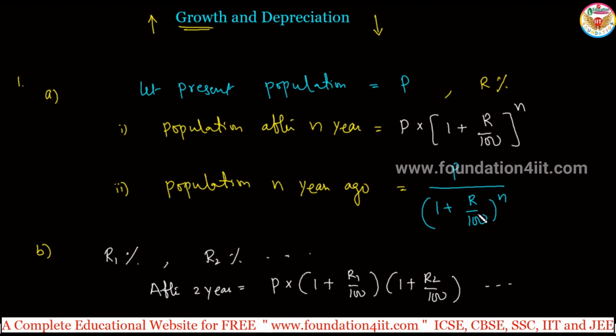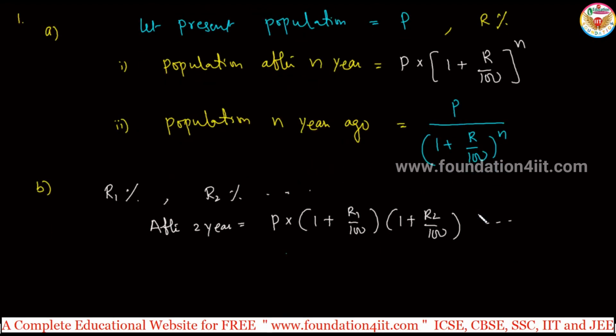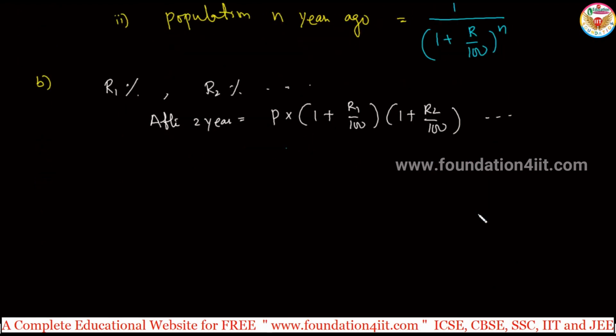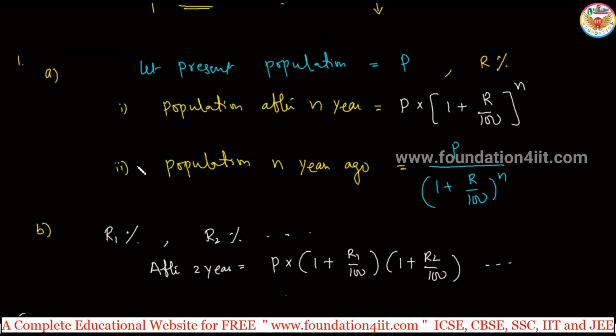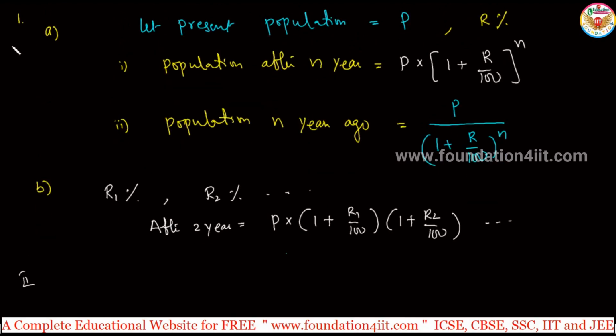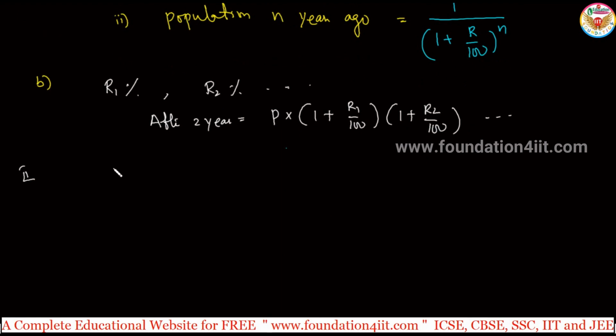And this is for increasing and decreasing. Same formula, but you will keep the minus sign. And population after n years, for example decreasing, same logic you apply. If it is increasing, plus, and decreasing is minus. So in the place of plus, minus will be kept. After n years, same, 1 minus. If you want to write separately, I'll write here, for when population is decreasing.